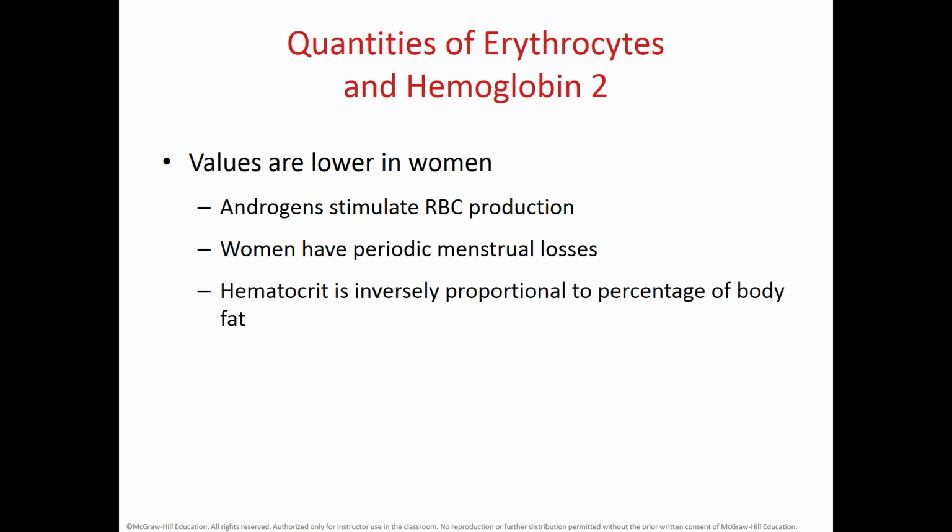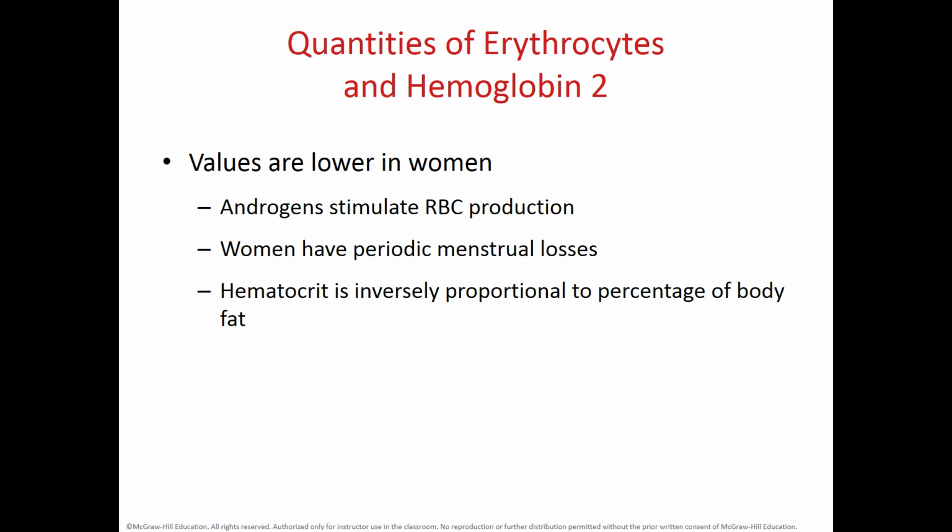Why are the values lower in women than in males? Well, it's because we have fewer androgens, less testosterone. Testosterone in males stimulates the red marrow in their bones to make more red blood cells than in females. And also, since females in the reproductive stage have menses, we lose erythrocytes. That's why we have a lower number of erythrocytes and less hemoglobin.